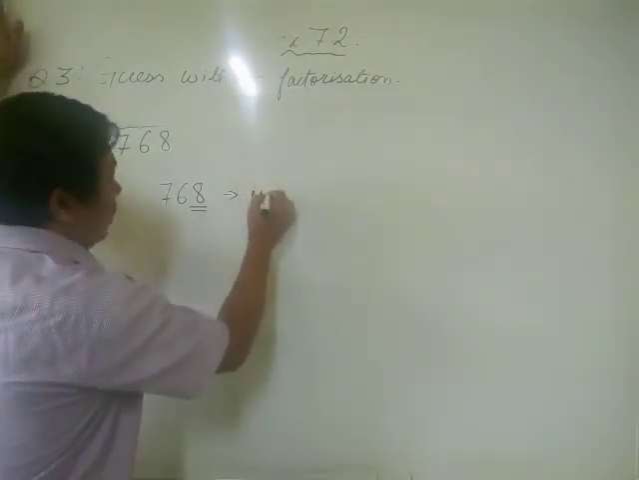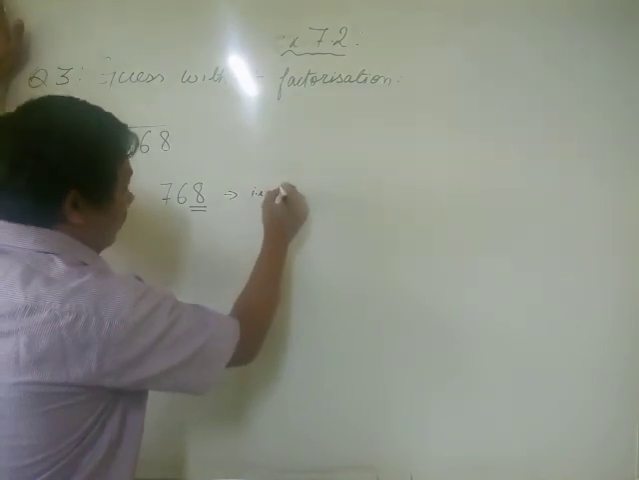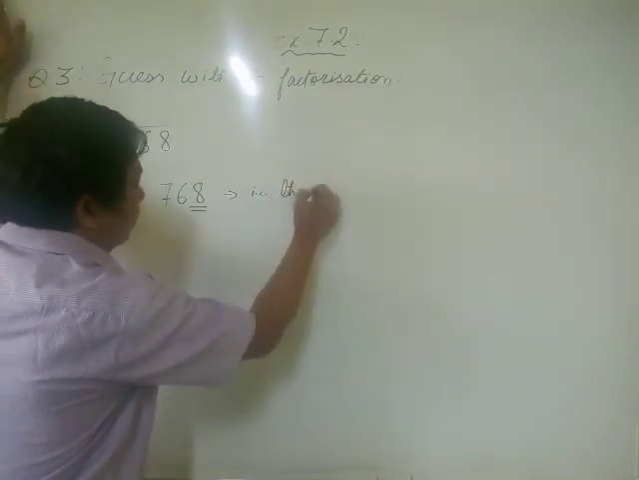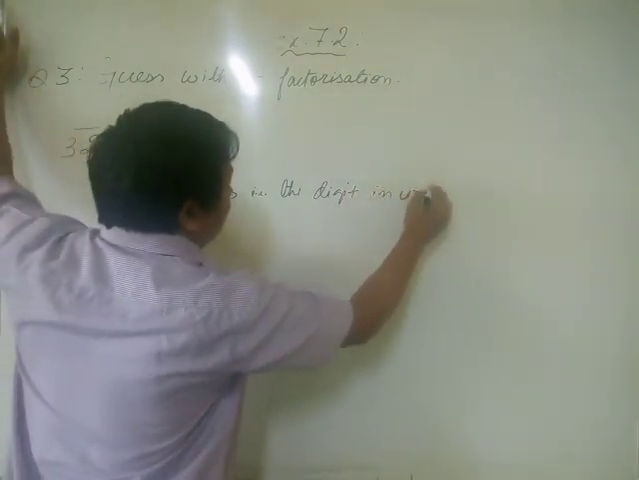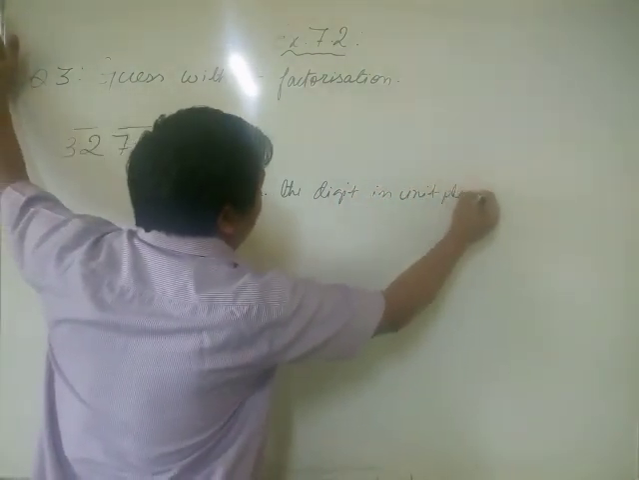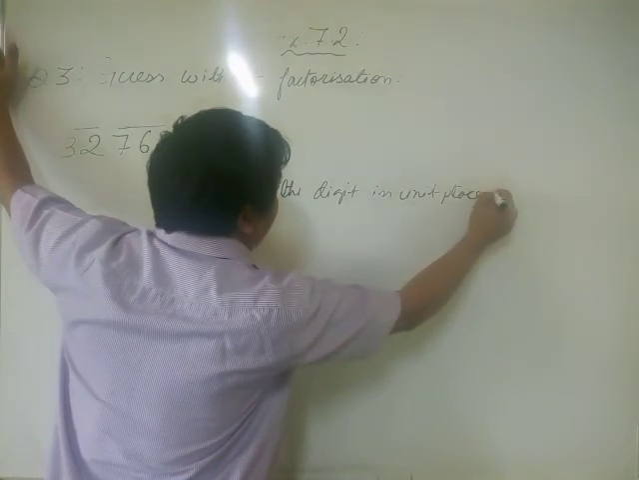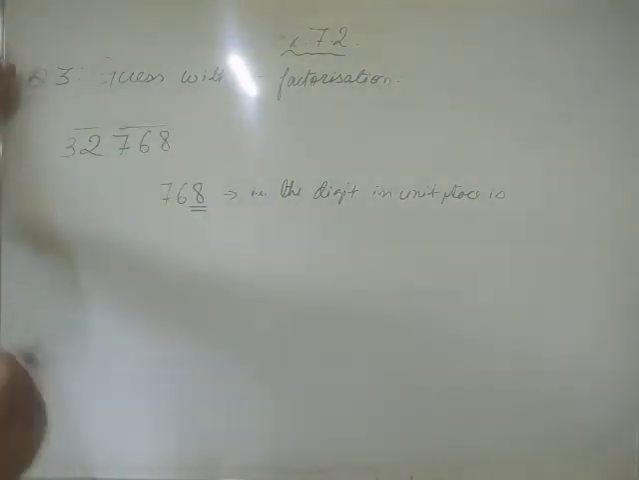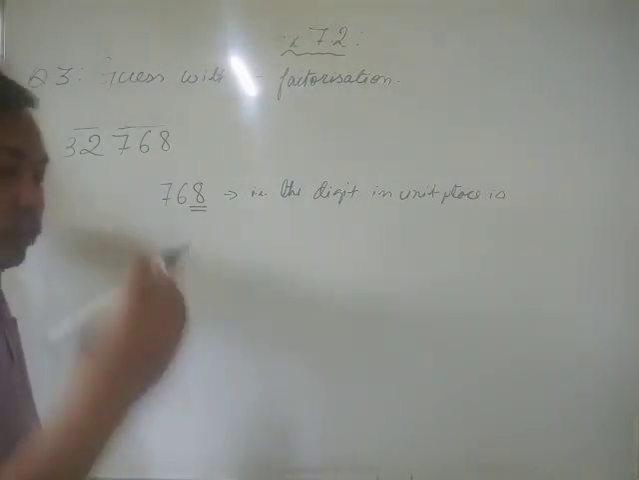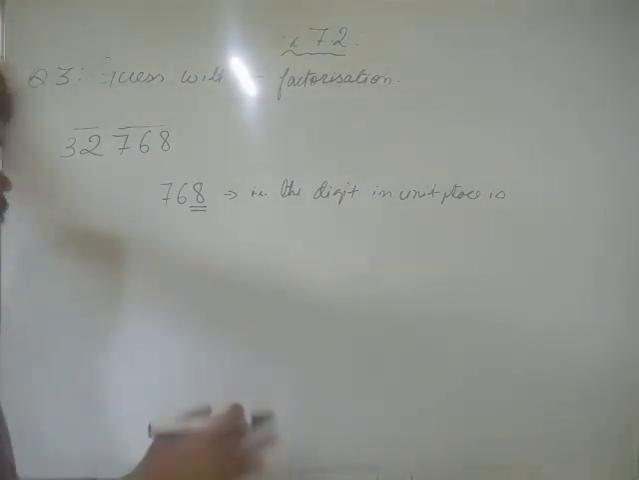What will be the digit in the unit place? Let us see. The last digit is 8, so what will the unit place be? It must be 2, isn't it? So let us find out whether it is true or not.